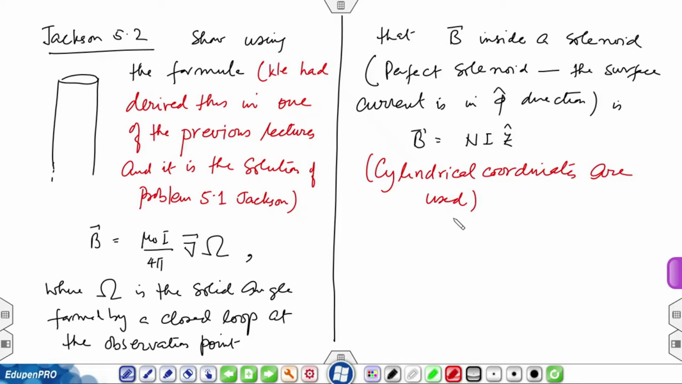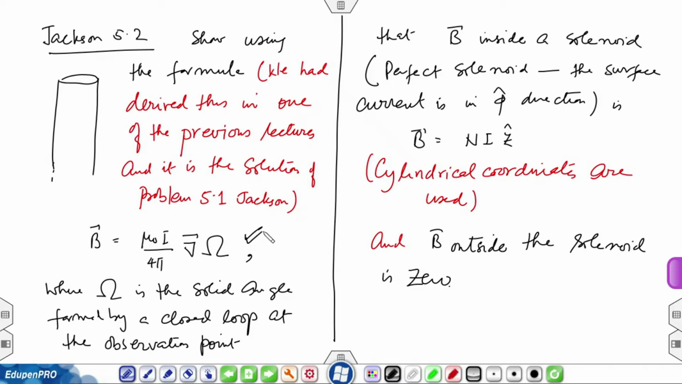This is B. So, x and y components, or rho and phi components, are 0, and B outside the solenoid is 0. It is an infinitely long solenoid. So, we are going to use this formula here. Okay, so, let us get the solution.